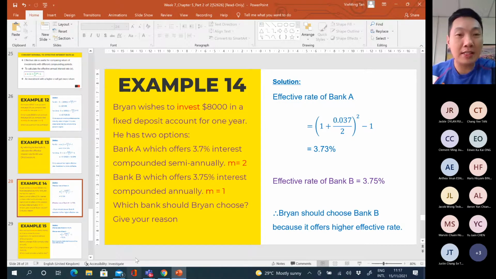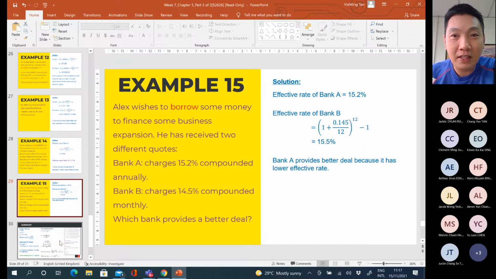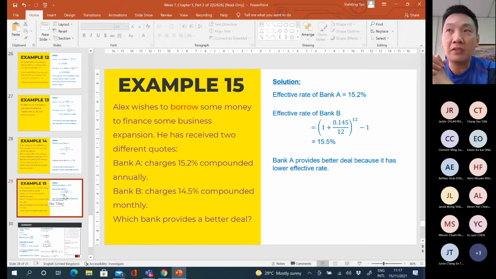All right, last example for today. Finally. This example is also a test of understanding of effective rate calculation, so let us try to analyze. Alex wishes to borrow some money to finance some business expansion. So now Alex is a borrower. That means the lower the interest rate, the better for Alex. The lower the interest rate, the lower the cost of borrowing, and that will be better for Alex to choose.